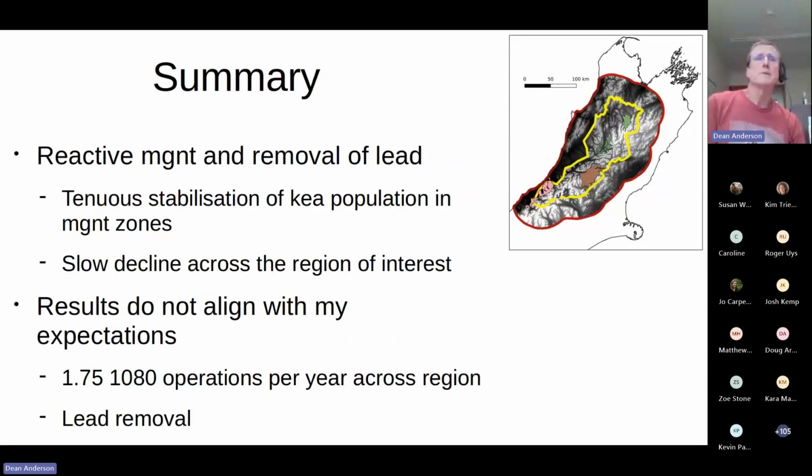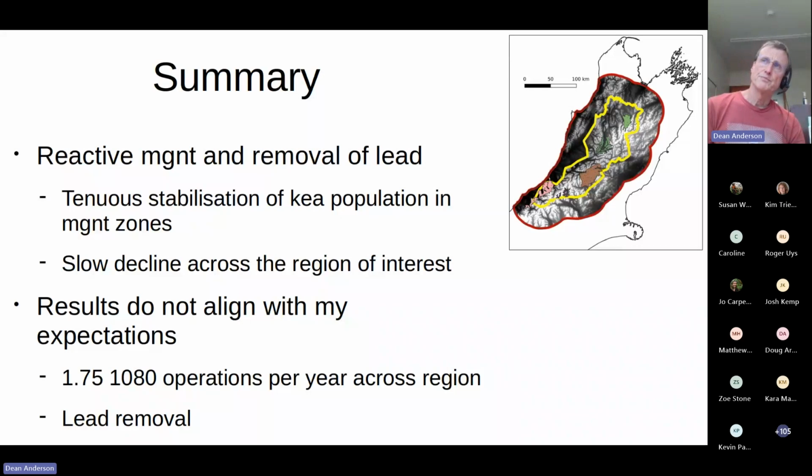So what we found is that reactive management and removal of lead led to a very tenuous stabilization of Kea population in the management zones, but we saw a slow decline across the entire region of interest. And that's because we're not controlling in large areas of the full area. There's a lot of uncontrolled area where predators aren't controlled.